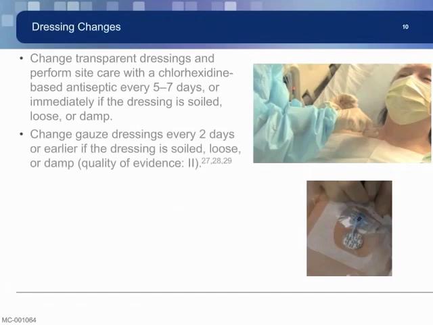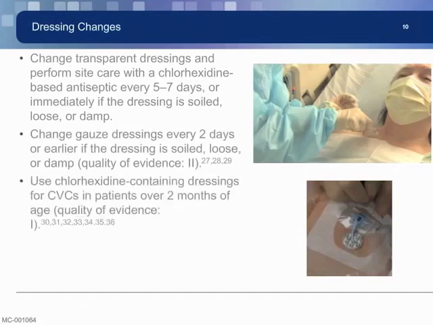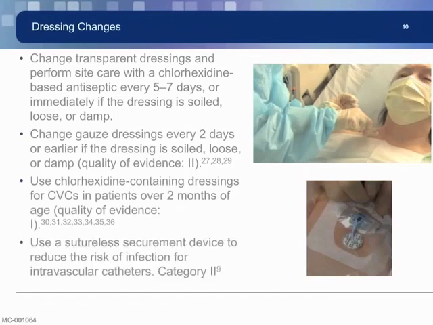Change any gauze-type dressing every 2 days or earlier if the dressing is soiled, loose, or damp. Again, this may change or be different based on your hospital's policy and procedure. Use of a chlorhexidine impregnated dressing in patients over 2 months of age has been used by some institutions to reduce infections from the skin at the insertion site. A sutureless securement device can also be used to reduce the risk of infection for intravascular catheters.